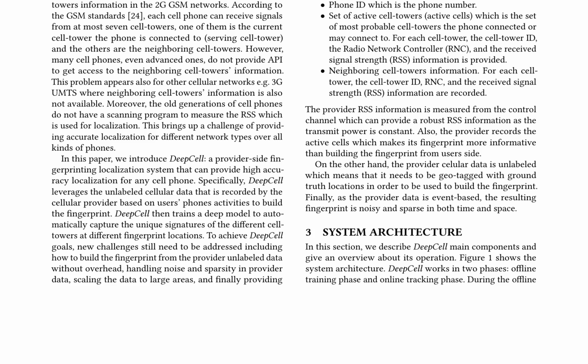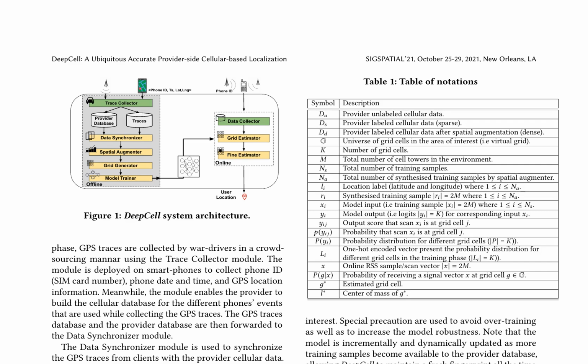The paper is organized into sections, including provider cellular data, system architecture, DeepCell system details, evaluation, related work, and conclusion. The proposed system has significant implications for various mobile applications that require outdoor position information, such as navigation systems, location-based advertisements, and emergency services. The DeepCell system is designed for ubiquitous accurate provider-side cellular-based localization.